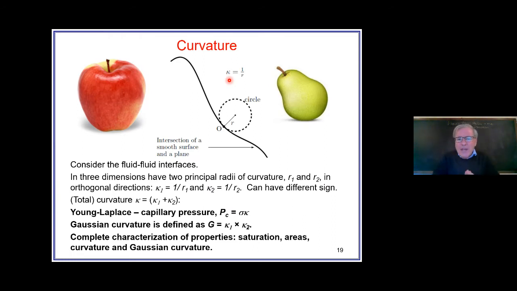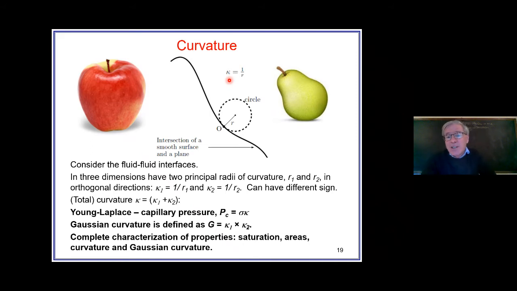Okay, in 3 dimensions, if we have a smooth surface, there are actually 2 principal radii of curvature, in orthogonal directions. And why this is interesting is that when we're looking at multiphase flow, so multiple fluid phases flowing through a porous medium, we of course have interfaces between those fluids. Okay, so those interfaces have a curvature. Now, the interesting thing is the curvature doesn't have to be the same in both directions.